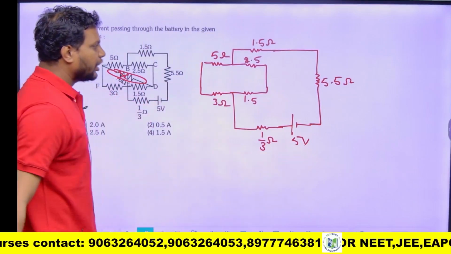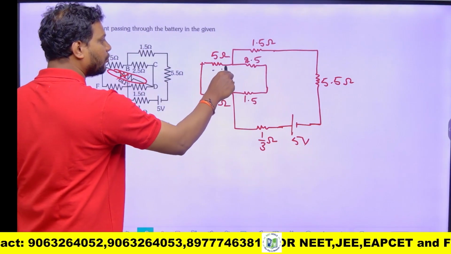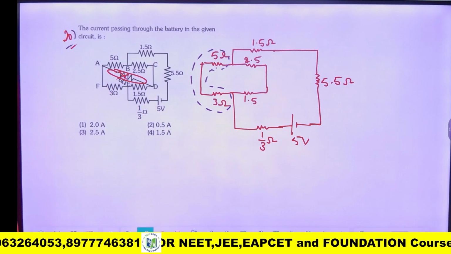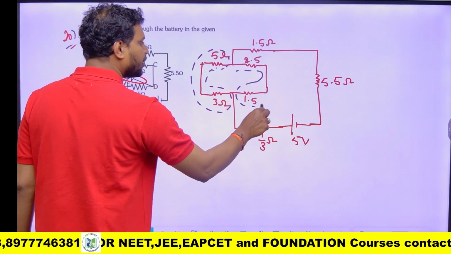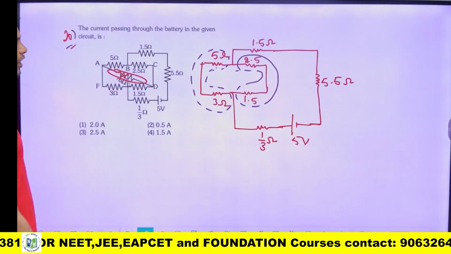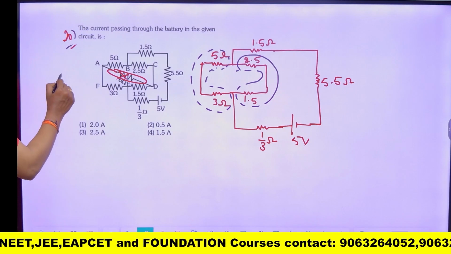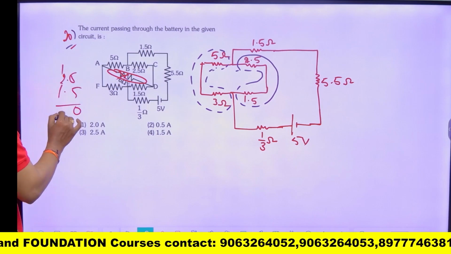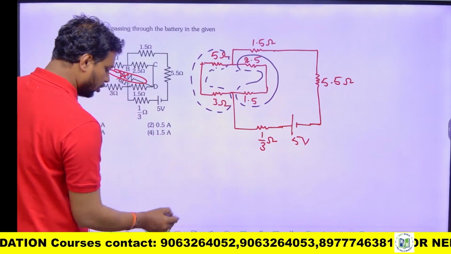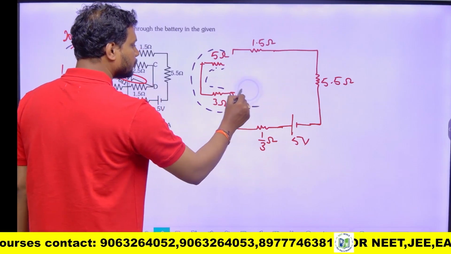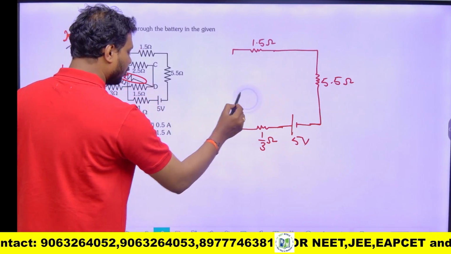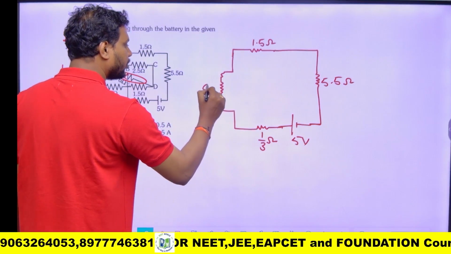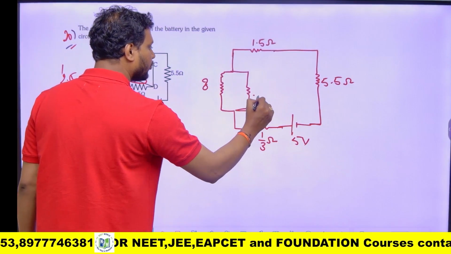Now these two are in series combination, so 5 plus 3 is equal to 8. And these two are also in series combination, 2.5 plus 1.5, which is equal to 4. So instead of these two, we can take 4, and instead of these two, we can take 8. So here we have an 8 ohm resistor, and here we have a 4 ohm resistor.